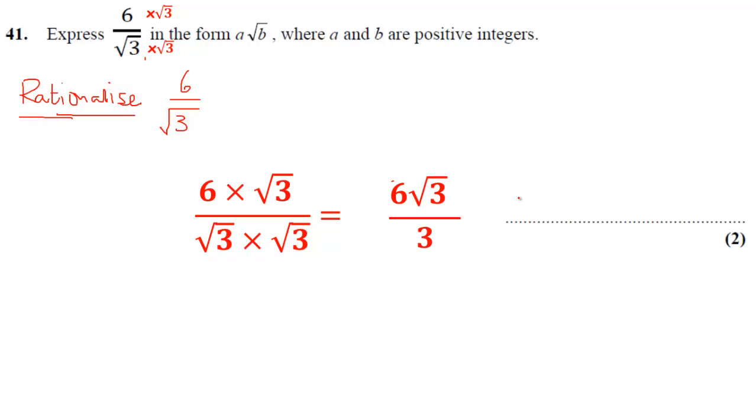What I need to do now is to do the division of the numbers. Look at that, 6 divided by 3 is 2. So my final answer is going to be 2 root 3. Do take your time with this.